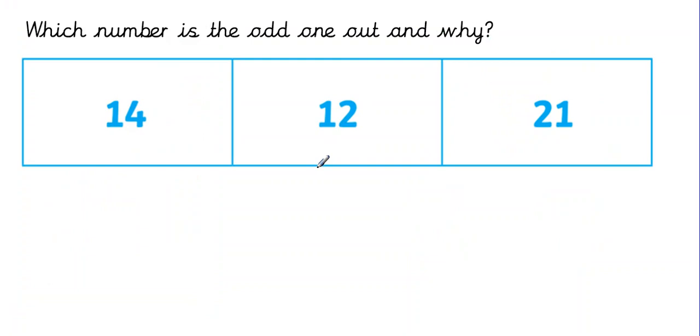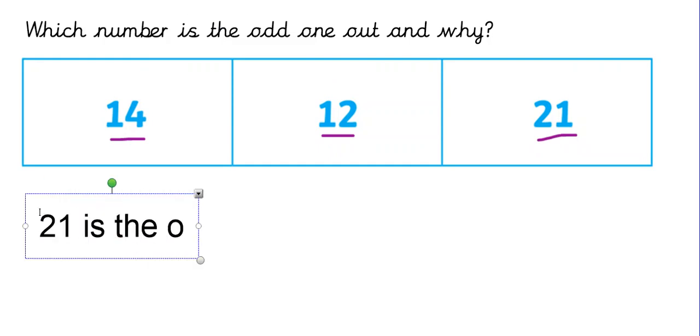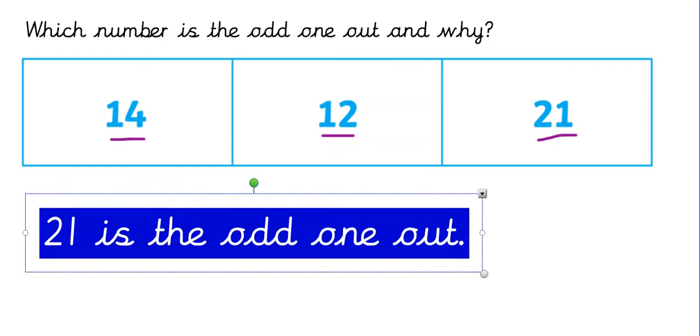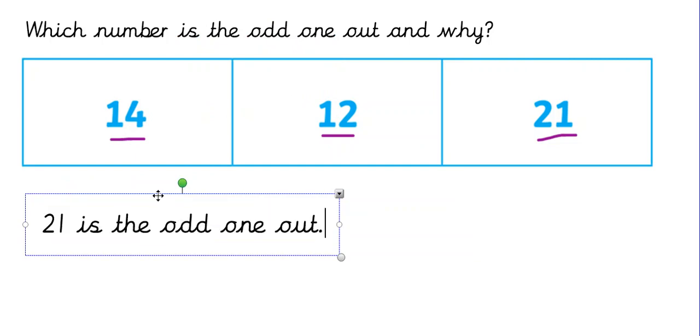So today we're going to have a look at something like this. So which number is the odd one out and why? So let's have a look here. We've got the number 14, we've got the number 12, and we've got the number 21, okay? So one of them is the odd one out. So if I have a look at these numbers, we've got quite a few reasons why they could be the odd one out. So the similarities are they are all two-digit numbers, okay? But I'm going to say that 21 is the odd one out, okay? So can you have a look and think about why you think 21 is the odd one out?